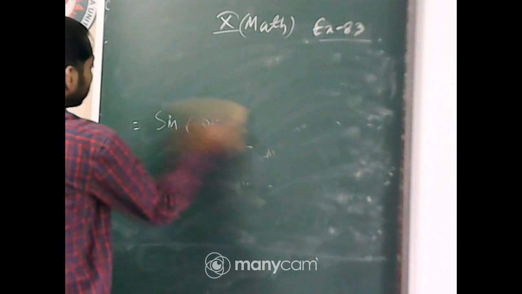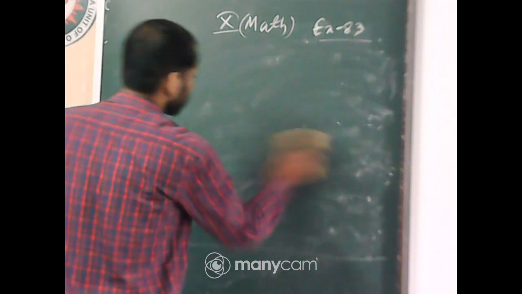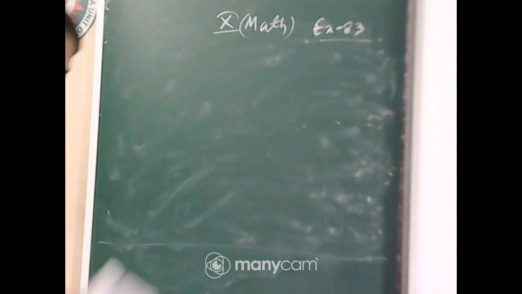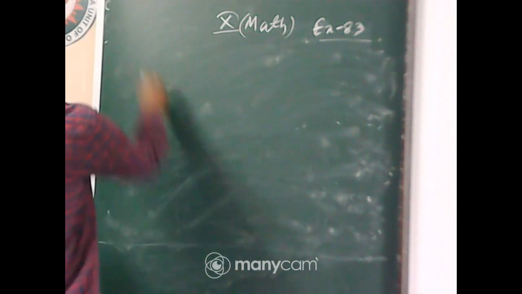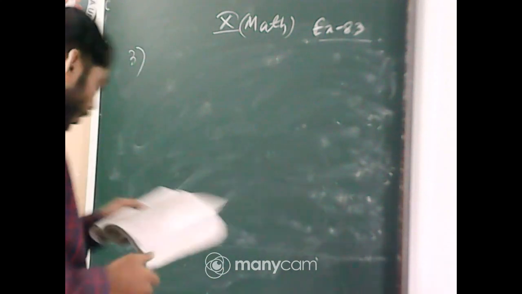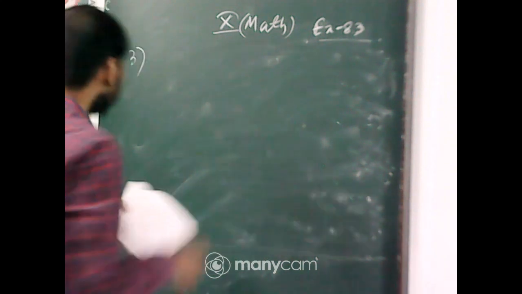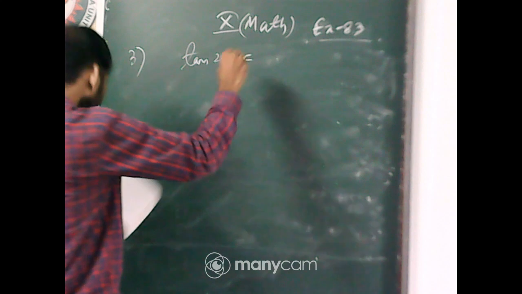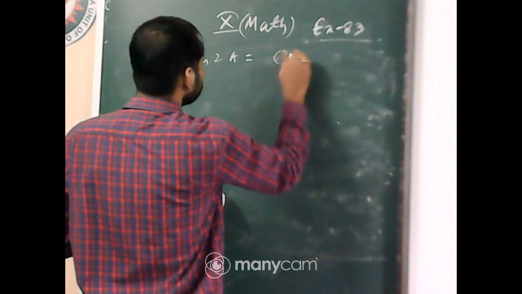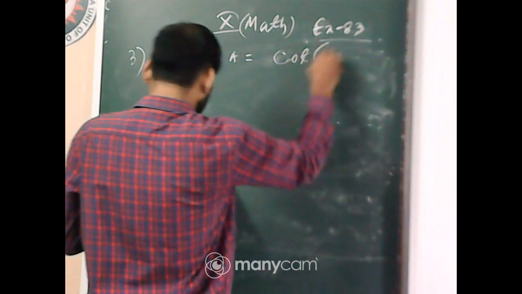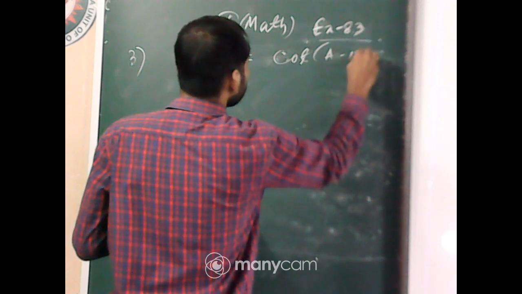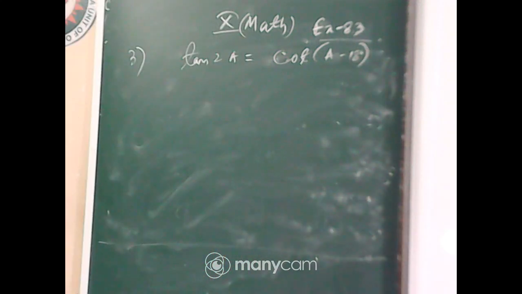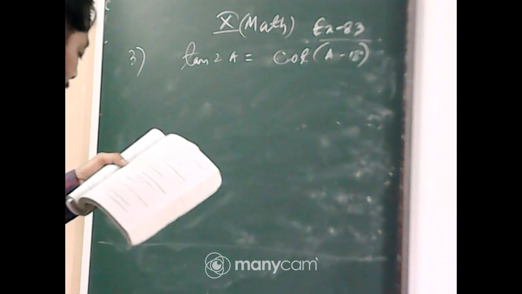Okay, Nordin. Thank you for giving response. So now question number 3. The given is tan 2a. First of all, I am writing here the given. Tan 2a equals to cot a minus 18 degree. Okay, tan 2a equals to cot a minus 18 degree.